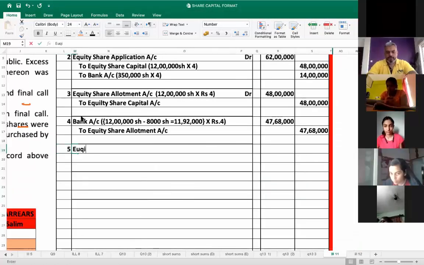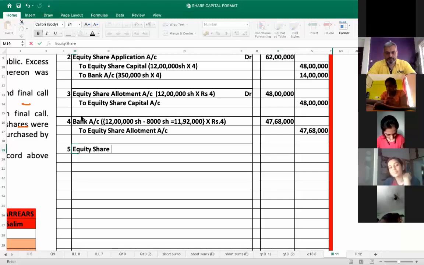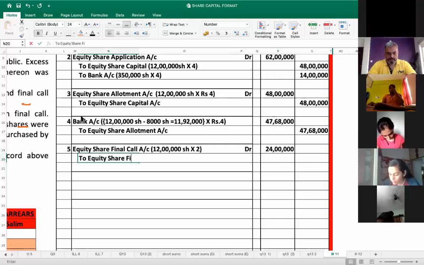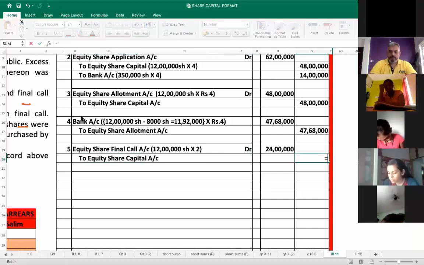Fifth, equity share final call account debit, into rupees 2, 24 lakhs, to equity share capital account, 24 lakhs.